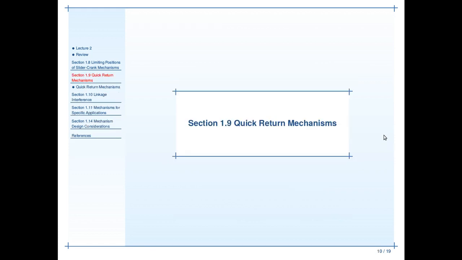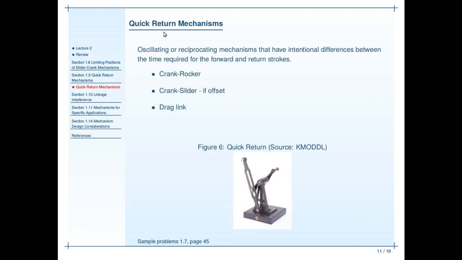Alright, that offset slider crank is one of a family of mechanisms that are commonly called quick return mechanisms. They're pretty interesting mechanisms in general. These are oscillating or reciprocating mechanisms, and they have an intentional difference between the time required for one stroke versus the other. These three mechanisms, crank rocker, the slider crank if it's offset, and the drag link, all function as quick return mechanisms. And these have been used for a variety of things over time.